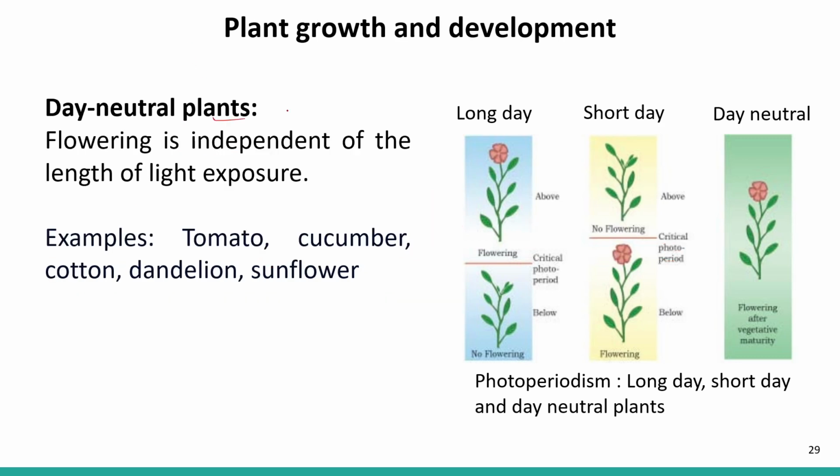Now the third one is the day neutral plants. Day neutral plants are independent of the length of the light exposure. They will flower only after vegetative maturity. When they reach a certain stage, only then will they flower, meaning they will transform into the reproductive phase. In the reproductive phase, flowering takes place. Examples are tomato, cucumber, cotton, dandelion and sunflower.